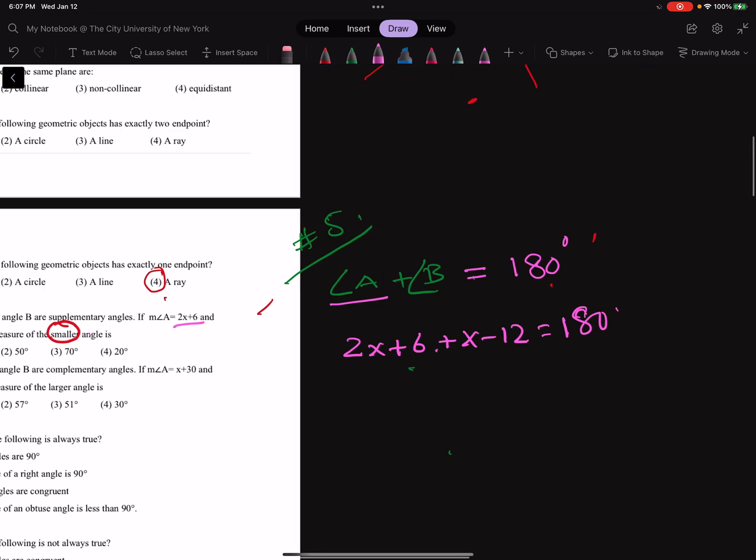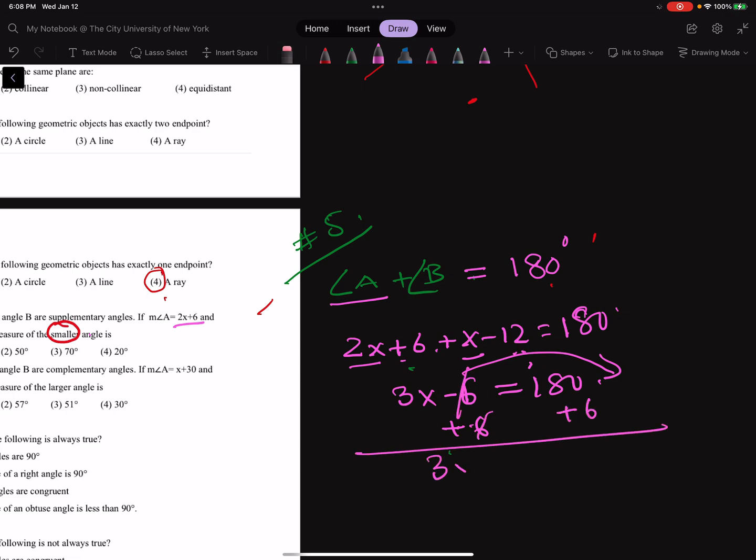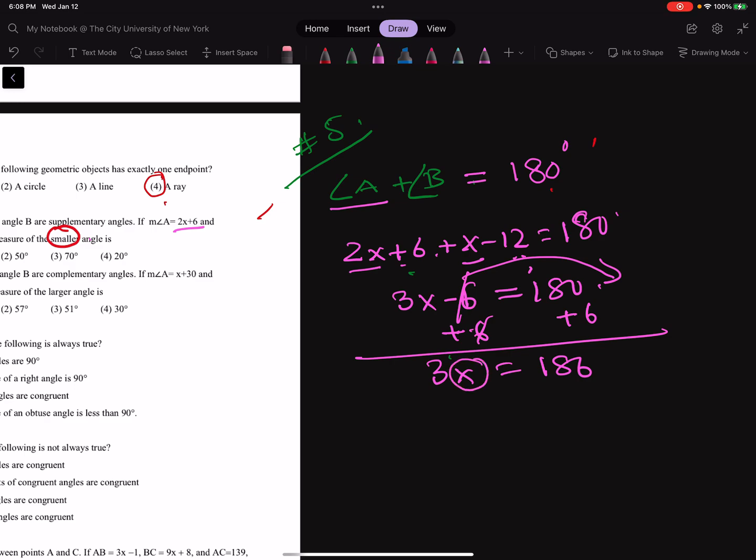What's our job? To get all the x's on one side. So 3x, and 2 different signs, so they'll be subtracted. From 12, 6 is gone, so negative 6, because the larger value contains the larger sign. And you have 186. Now you add 6 to both sides, so this cancels out. So 3x equals 180 plus 6, which is 186, and now you isolate x by dividing by 3. Once you divide, you should get 62 degrees for x. Job is not done.